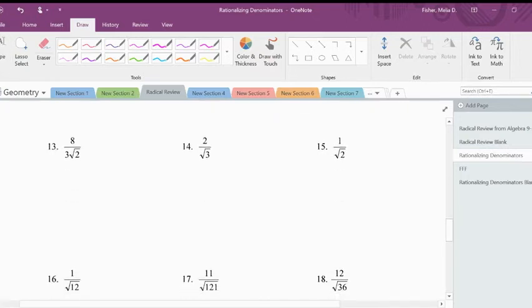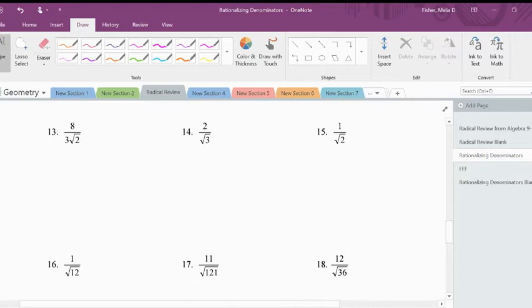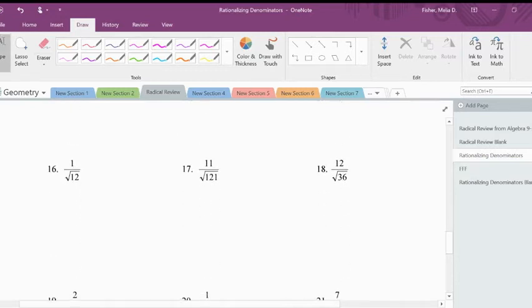Let's go to page 2. Let's look at 16 and 18. 16, we're going to multiply the bottom and the top times the square root of 12, and that's going to give us the square root of 12 over the square root of 144, which is the square root of 12 over 12.